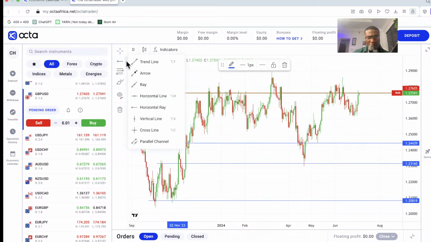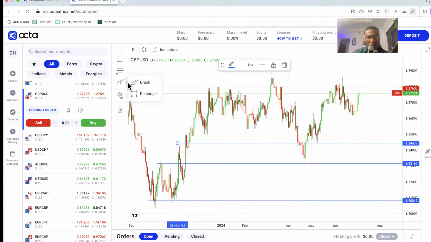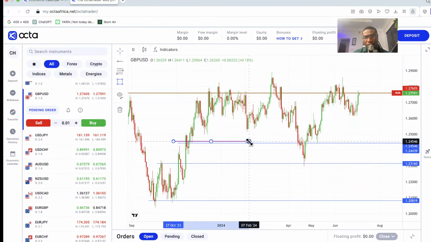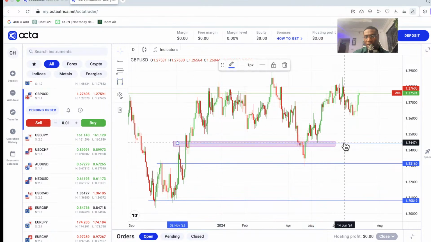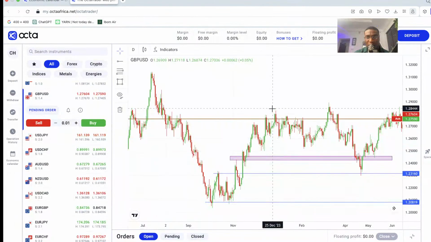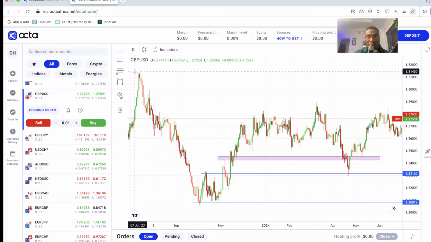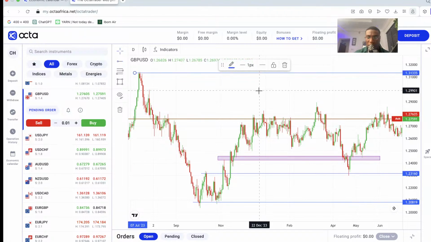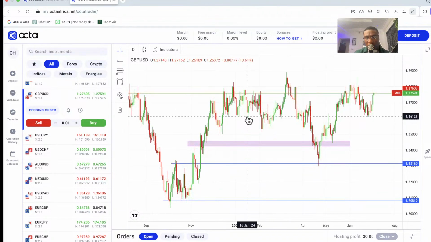Give me a second. Let's see if we have the rectangle. Okay, we do. So you don't necessarily have to spend so much time trying to cross this and cross that. First, you just start by spotting the obvious ones, the obvious support and resistance levels first, and then you can always come back in the middle to identify some of these minor key levels.